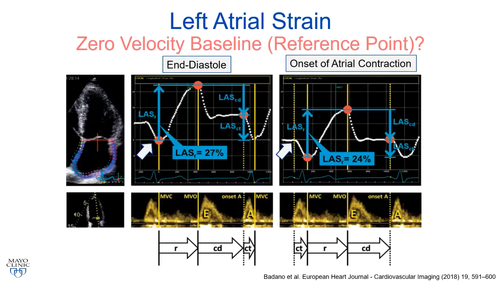Note, though, that when you change the zero velocity baseline from either the end of diastole or the beginning of the P wave, the LA reservoir strain values will be smaller when you use the beginning of the P wave. And that makes sense because strain is a relative change in length. And so here you're starting at a bigger value or length before contraction, so that the relative change is less.